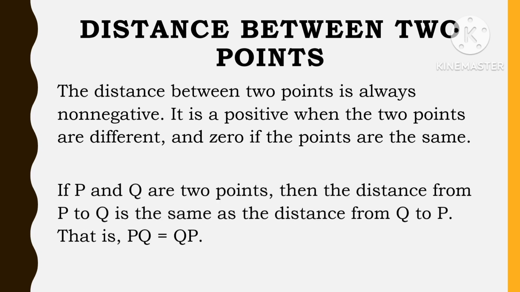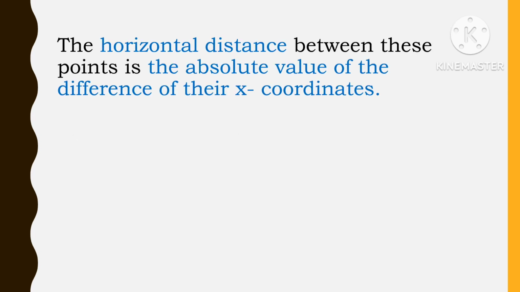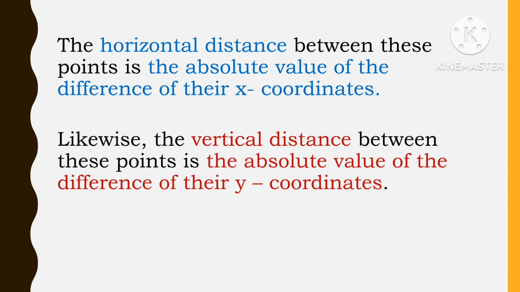If P and Q are 2 points, then the distance from P to Q is the same as the distance from Q to P. That is, PQ is equal to QP. The horizontal distance between these points is the absolute value of the difference of their x-coordinates. Likewise, the vertical distance between these points is the absolute value of the difference of their y-coordinates.